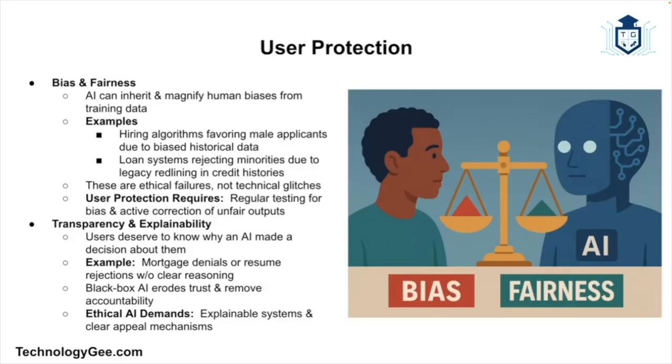Then there's transparency and explainability. If an AI makes a decision that affects you, you should be able to understand why. For example, why did the algorithm deny your mortgage? Or why did your resume get filtered out? Now, you have this thing called black box AI, and this is where the decision-making process is hidden or too complex to understand, which makes accountability impossible. And ethical AI demands that users are informed and have the ability to challenge decisions.